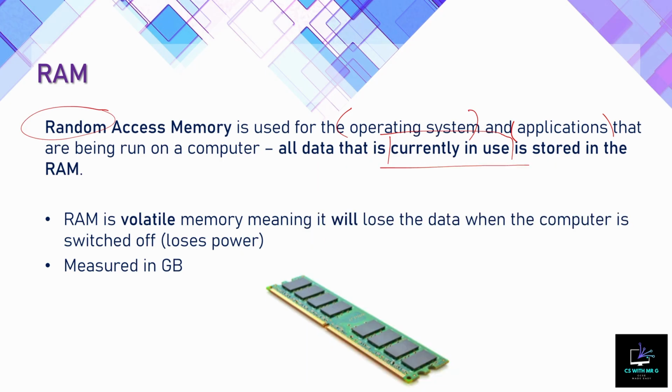Now RAM is the opposite of ROM in terms of its volatility, which means that it will lose the data when the computer is switched off. So for example, if you're on your phone now, you're on YouTube, the YouTube app is open, it's in RAM. If your phone ran out of battery or you manually switch it off, when you charge it up or switch it back on, YouTube will not be open. That's because it was being stored in RAM when it was being used. It lost power, so therefore it would have come out of RAM. So that's what the term volatile means. It will lose the data when the computer is switched off.